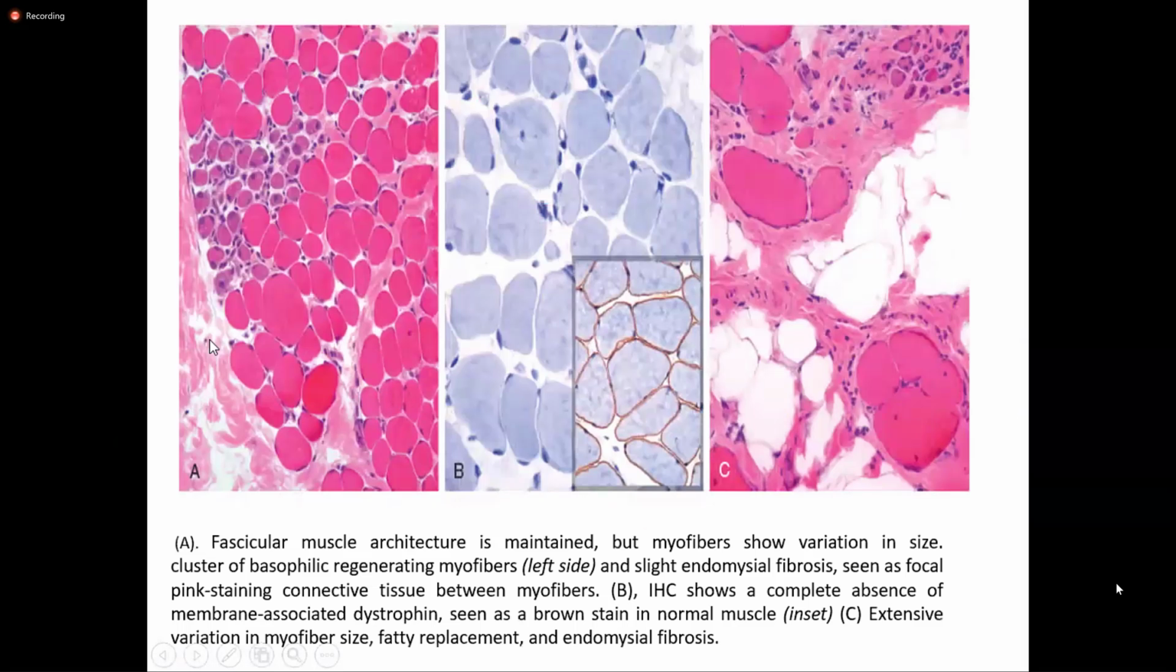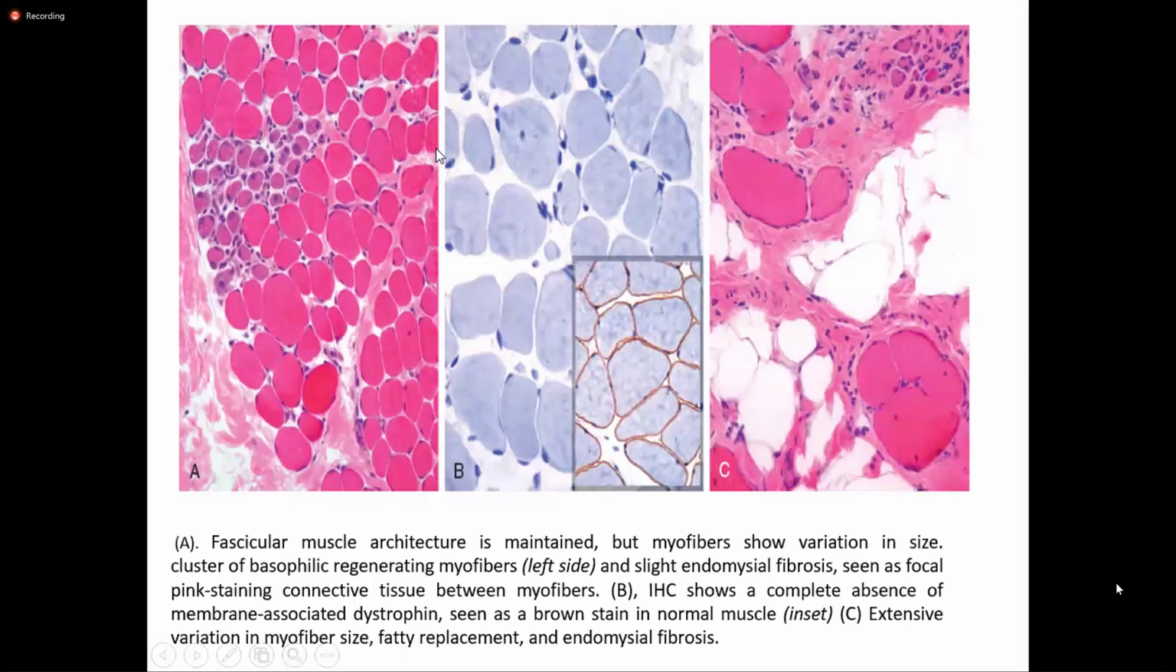Similarly, here there is also variation in size. The nuclei are abnormally placed, and there is even a cluster of basophilic regenerating myofibers, which are normally not seen in normal skeletal muscles. The normal skeletal muscle shows a normal pattern. It does not show this cluster of basophilic regenerating myofibers, and this is endomysial fibrosis. In between these muscle fibers is the proliferation of endomysial connective tissue.